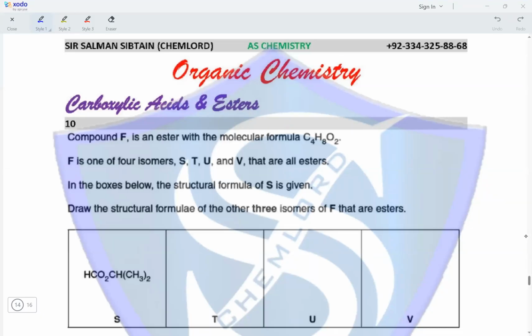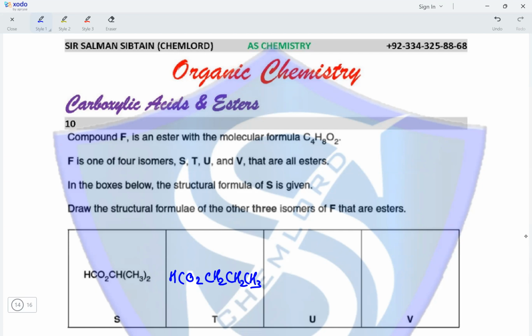Question 10. Compound F is an ester with the molecular formula C4H8O2. F is one of 4 isomers S, T, U, and V that are all esters. In the boxes below, the structural formula of S is given. Draw the structural formula of the other 3 isomers of F that are esters. So the structure given has an alcohol with a methyl group as a substituent and a single carbon carboxylic acid. So we can have the same acid but all three carbon atoms of the alcohol in a straight chain. So we can have HCO2CH2CH2CH3 as our second isomer of F.